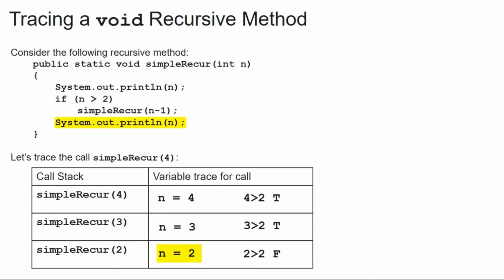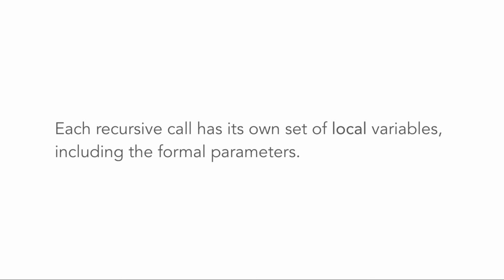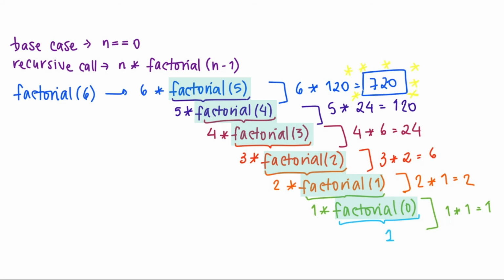My AP class daily video shares how to set up a table to trace a void recursive method. The AP class daily video also shares how to set up a table to trace a non-void recursive method that uses the return statement. Each recursive call has its own set of local variables, including the formal parameters. Each factorial n call has its own local variables, including formal parameters. In this example, they are the values that replace n and n-1.